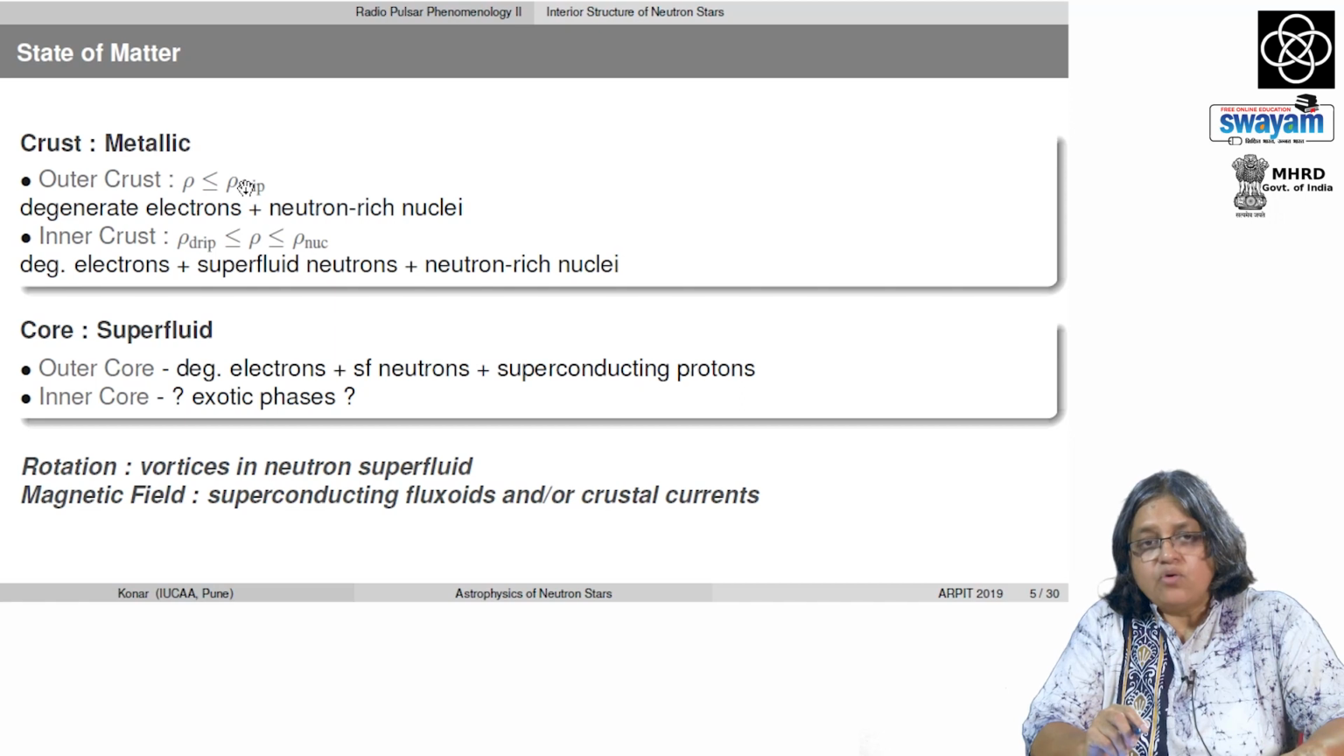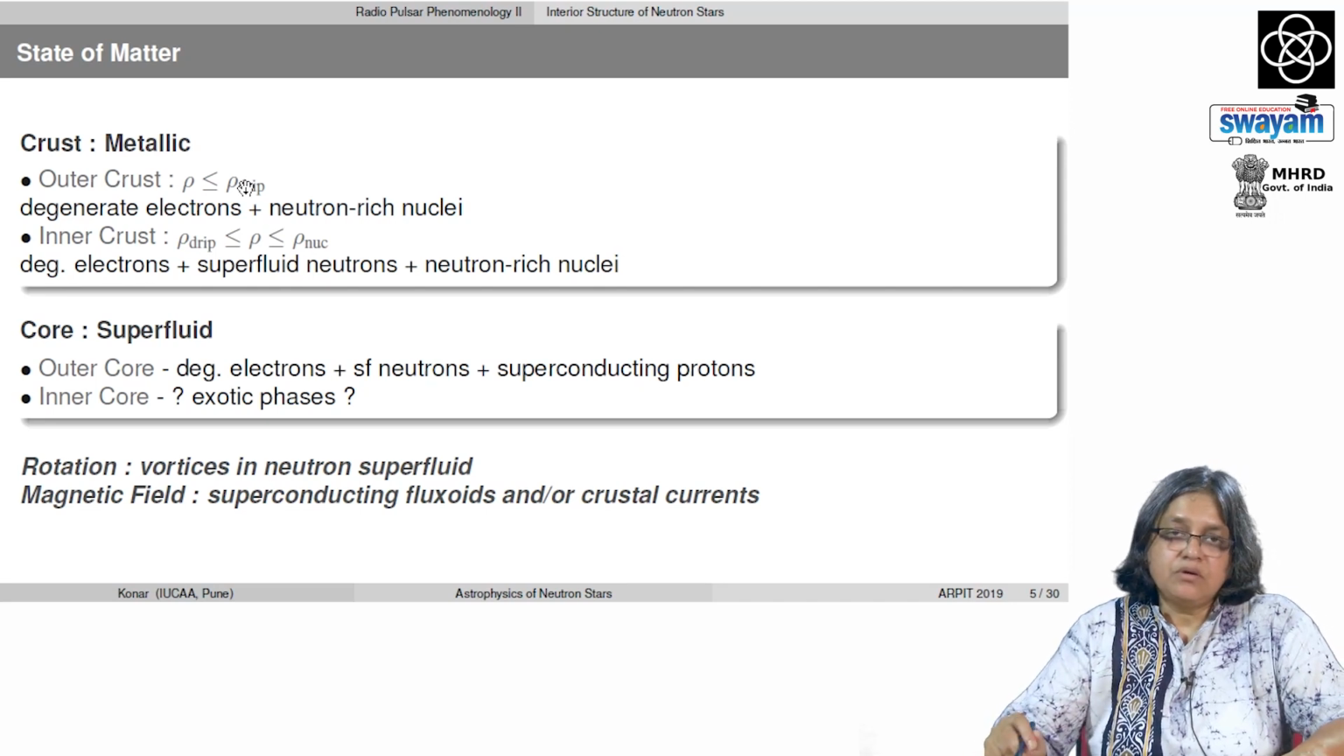Deep inside the core, one is not really certain what kind of material is there. There could be exotic phases, kaon condensates, hyperons, quark matter. That part has not been understood with any certainty yet.